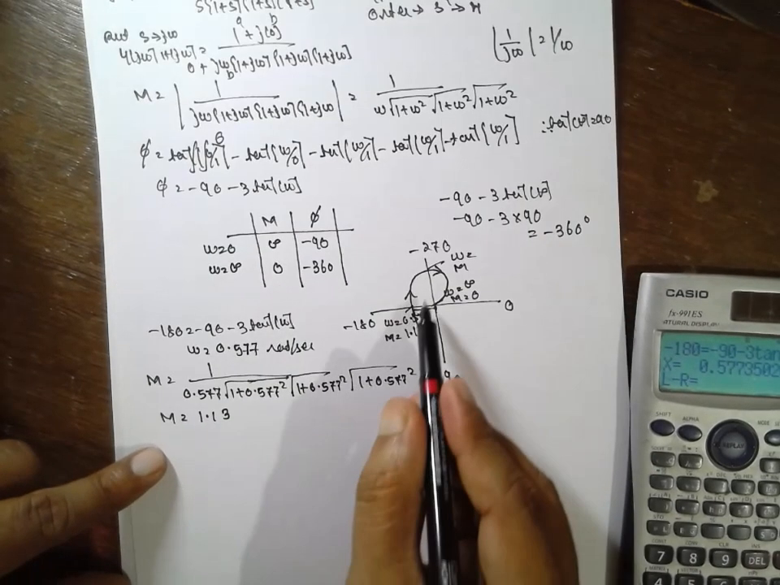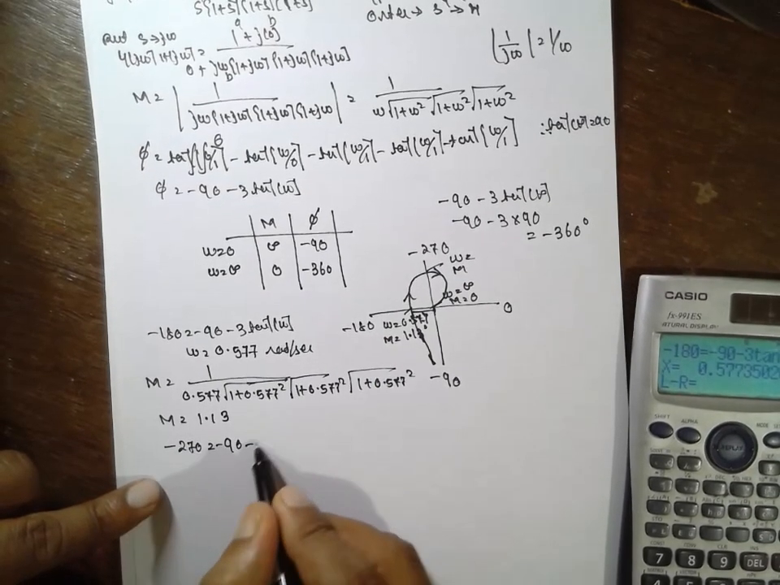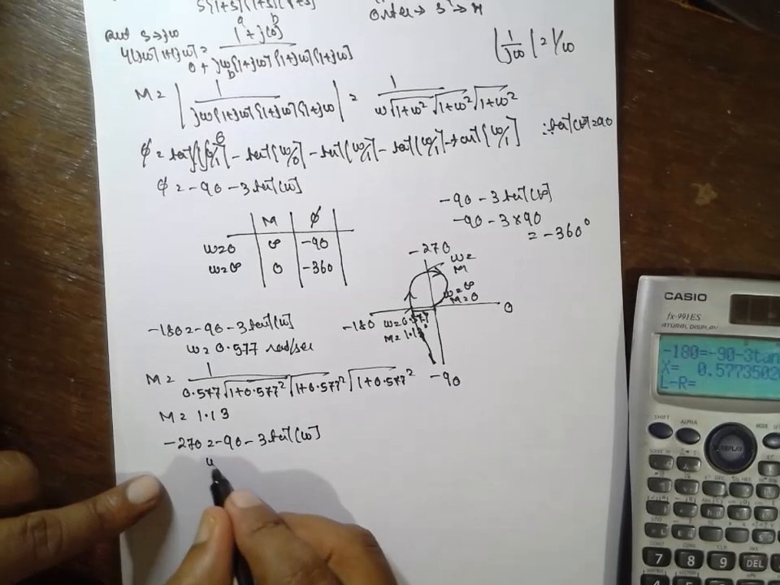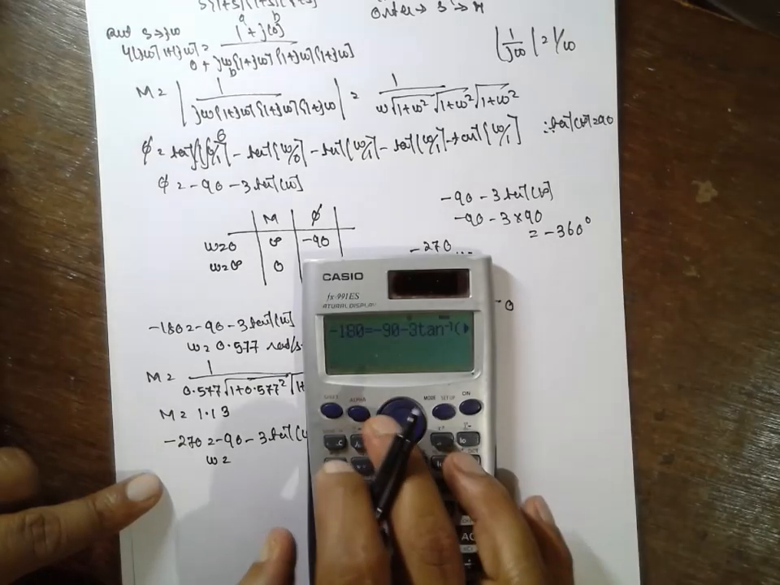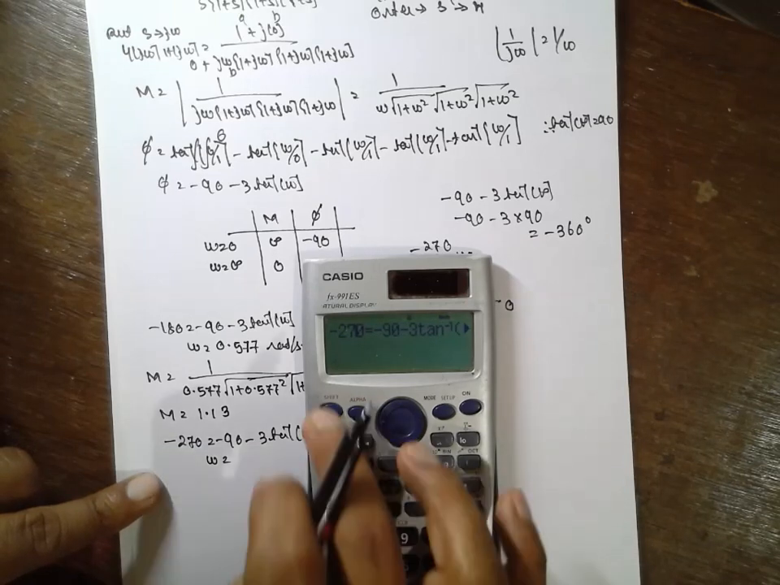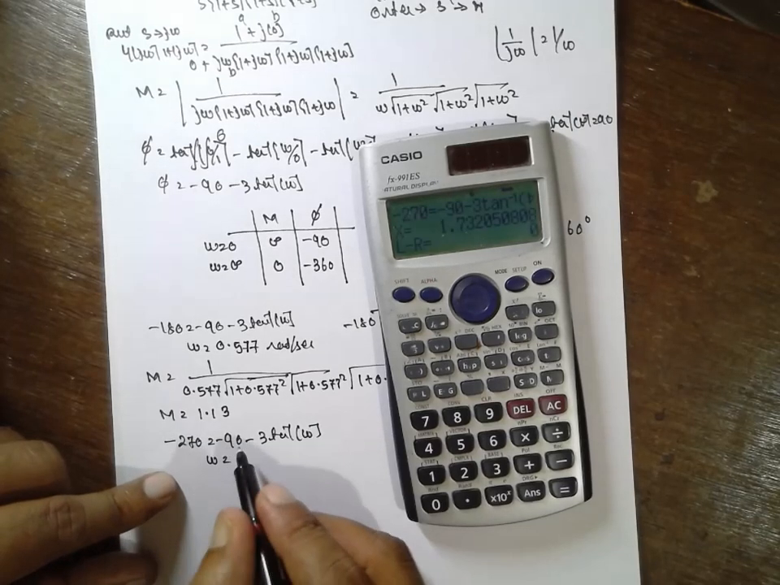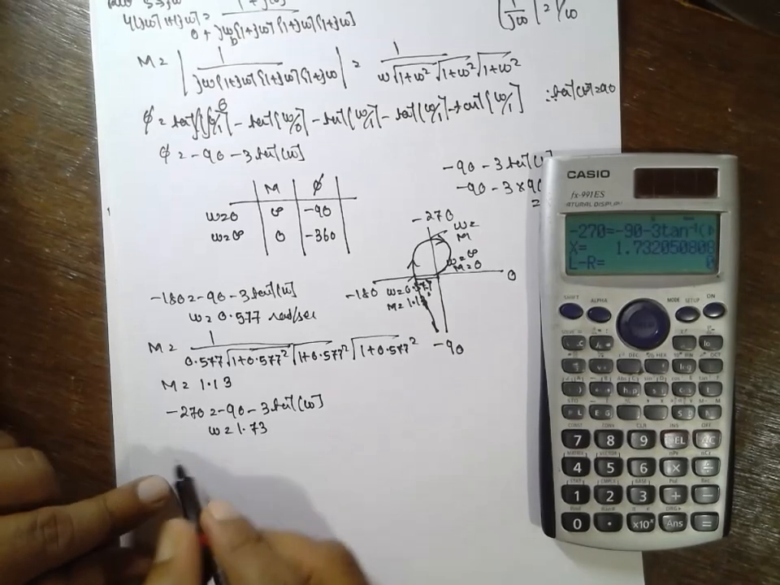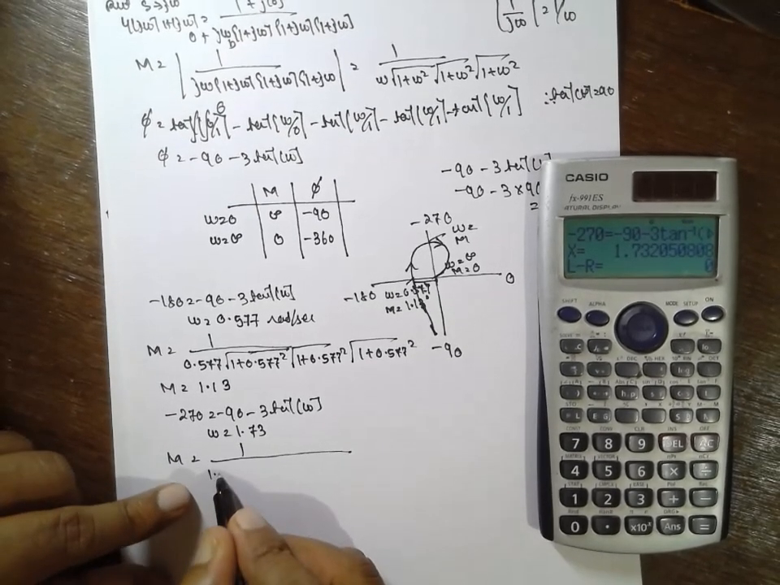Now we have to find out omega and the magnitude where it cuts minus 270. Minus 270 is equal to minus 90 minus 3 tan inverse omega. If you calculate, instead of 180 you have to go for 270. Shift solve, equal to. The value for this one is 1.73.